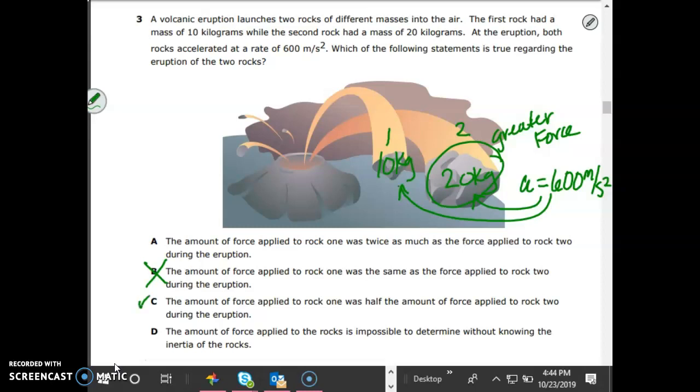D, the amount of force applied to the rocks is impossible to determine without knowing the inertia. No, we can find the force definitely with the mass times the acceleration, so we can actually calculate that. We take 600 and multiply it times 10 to get rock 1 and 600 times 20 to get rock 2. So you can do the math or you can do the logic. Either way, C is going to be your correct answer.